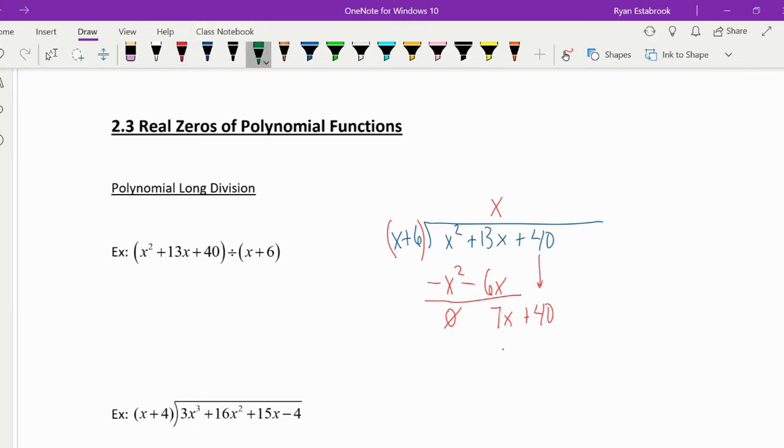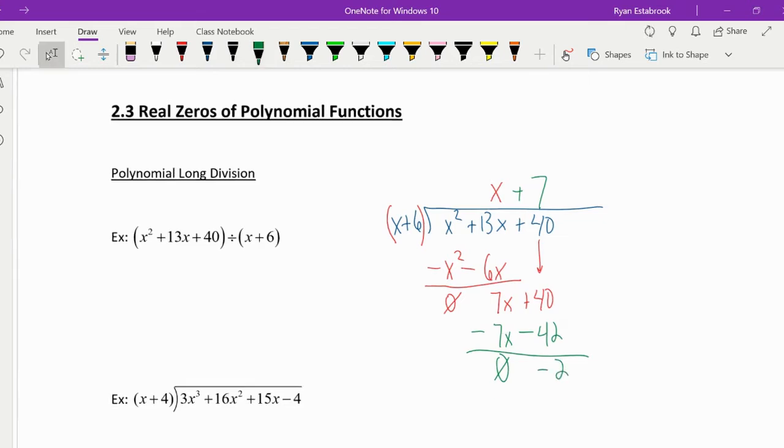Go back to the same question as before. What do I have to multiply x by in order to get up to 7x? In that case, it's going to be a positive 7. 7 times x is 7x. 7 times 6 is 42. We subtract as we go down. So draw the line, subtraction sign, subtract those, they'll cancel out. 40 minus 42 is negative 2.